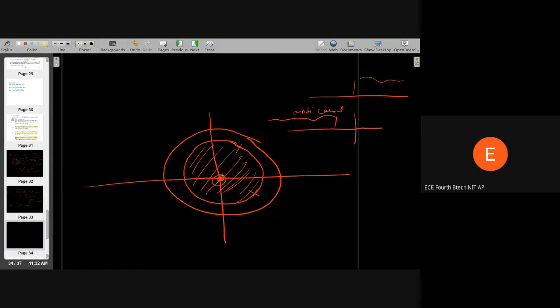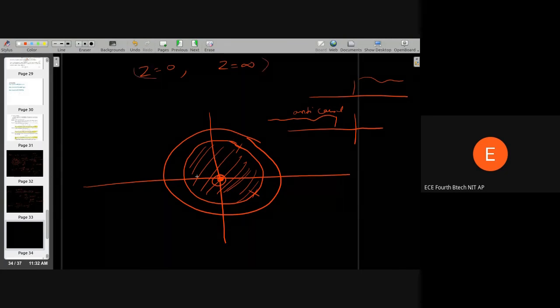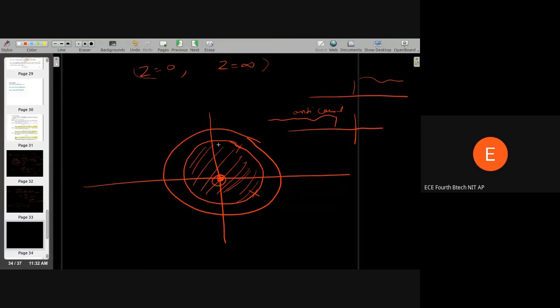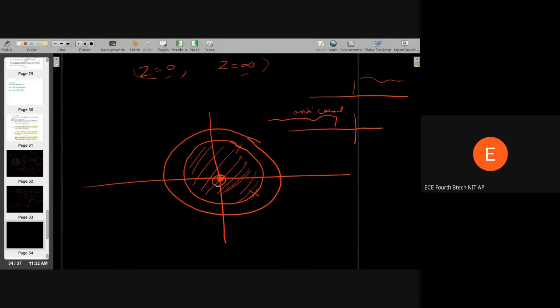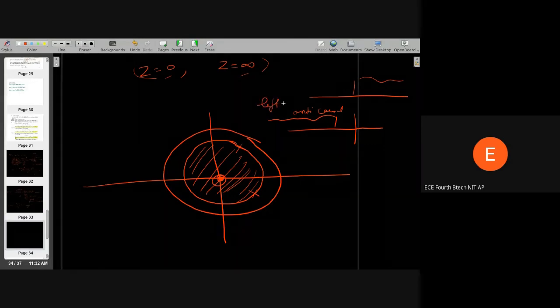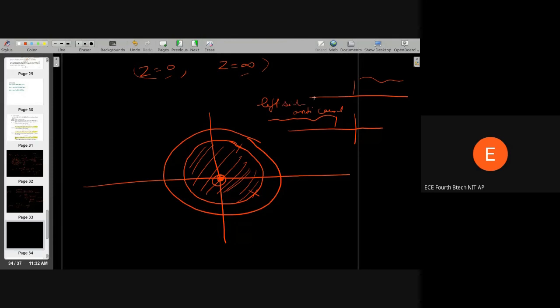Always you have to check z equal to 0 and z equal to infinity, whether ROC includes those or not. But otherwise, it will be except those two points. If your signal is anti-causal or left-sided, left-handed, the ROC will be inwards.